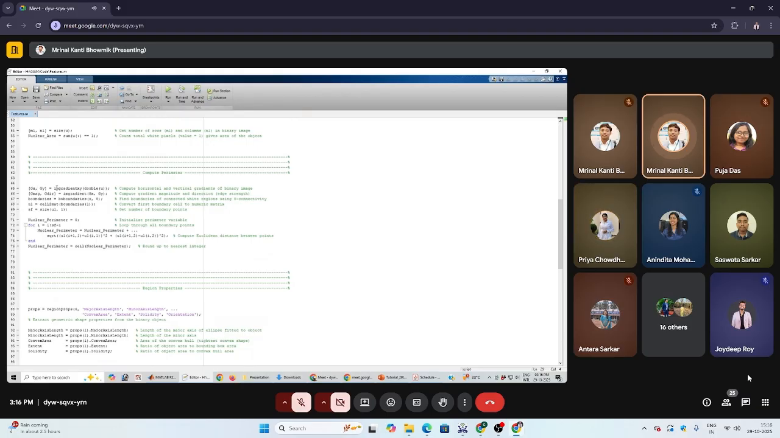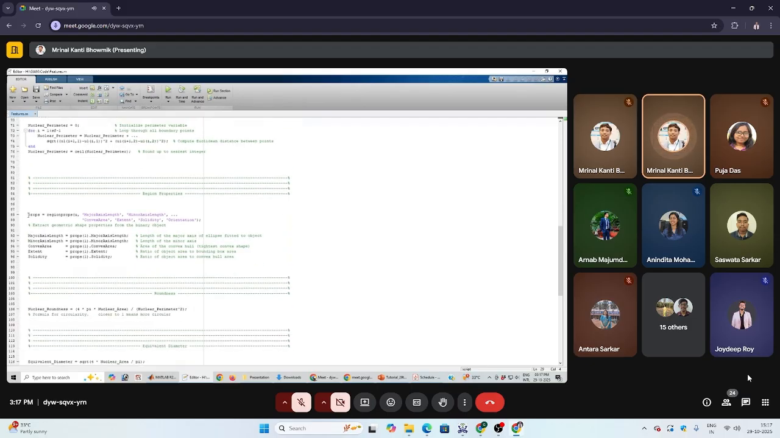Next, we will calculate the boundary pixels here by computing horizontal and vertical gradients of the binary image. After computing the horizontal and vertical gradients, we will find the magnitude and direction, that is the edge strength of the image. Then we will convert the boundary cell to a numeric matrix. Then we will get the number of boundary points, that means how many boundary points are there. So this is the perimeter of the whole nucleus.